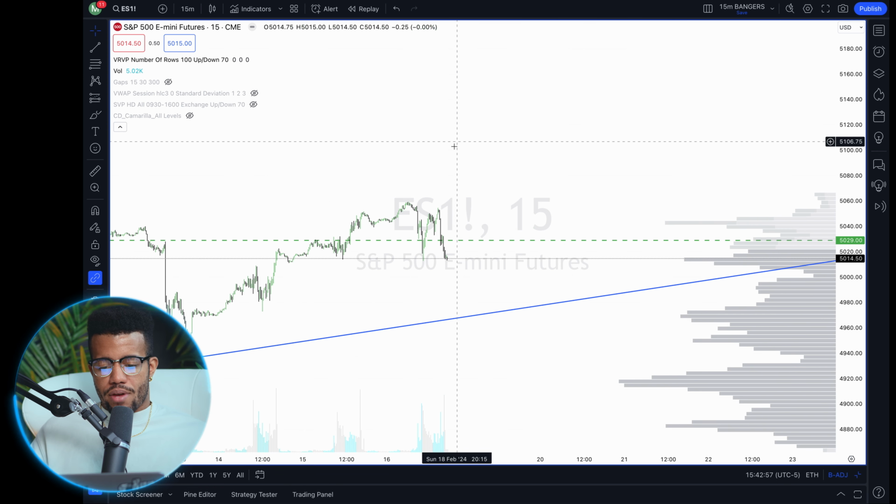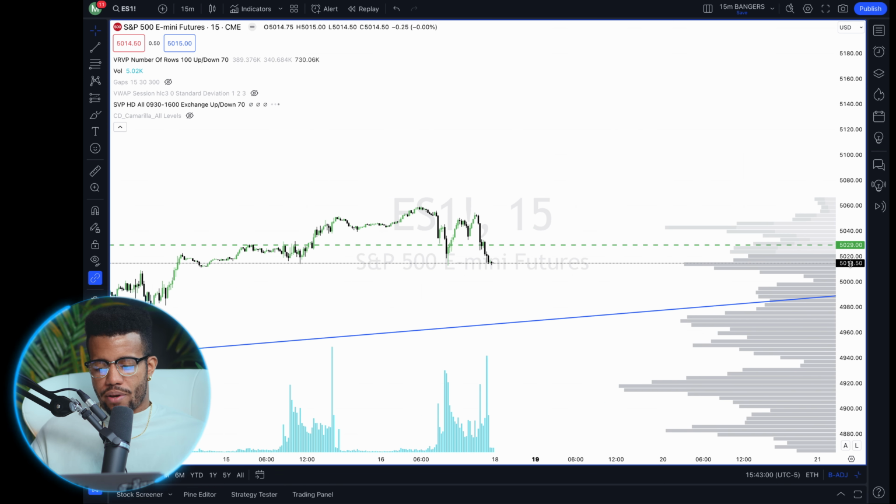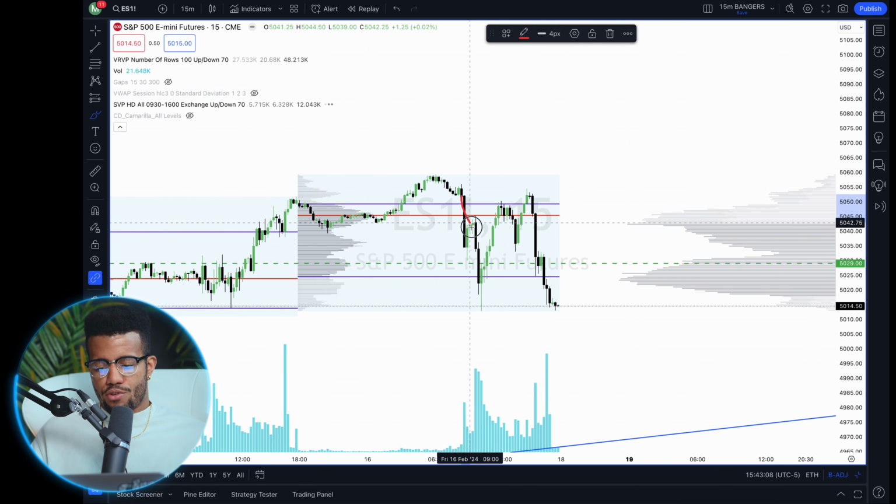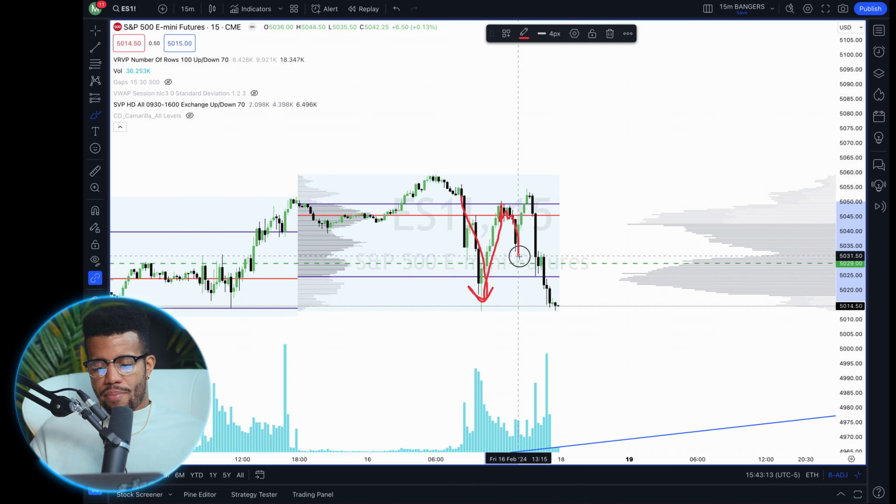So let's zoom back in. We'll get our session volume profile back on. And let's look at how this replayed. So we had the initial move off the data. This is PPI data, by the way. We came up, we consolidated, got a little bit of bounce back up.